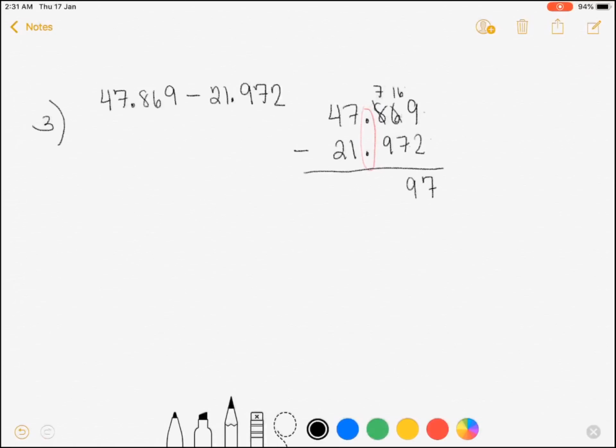And 7 minus 9 cannot be. So, magbabaro tayo ng 1 sa 7. So, yung 7 magiging 6 na lang. Then, yung 7 magiging 17. So, we have 17 minus 9 is 8.